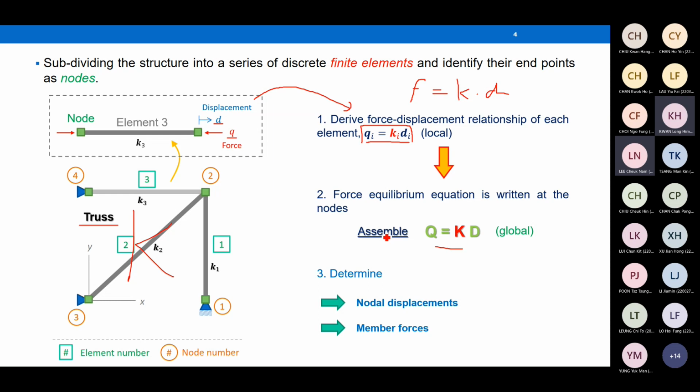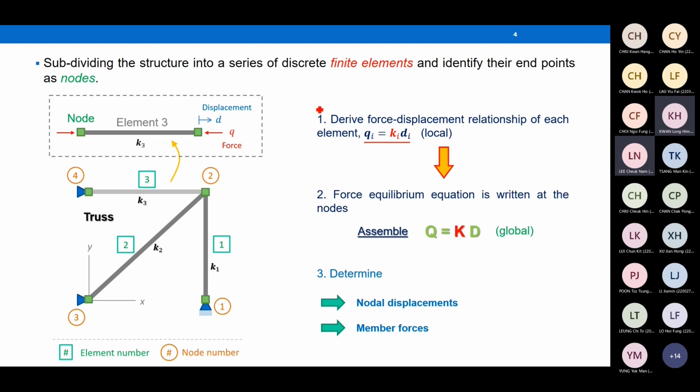These are the general procedures of the stiffness method. This is true for truss, for beam, for frame. Similar concept. So in our following sections, we will firstly discuss how to set up the local equation for each member, and then we will discuss how to put them together. Finally, solve it.